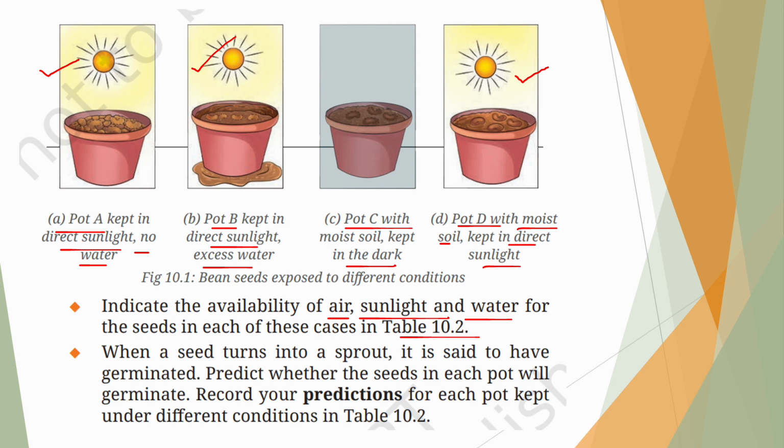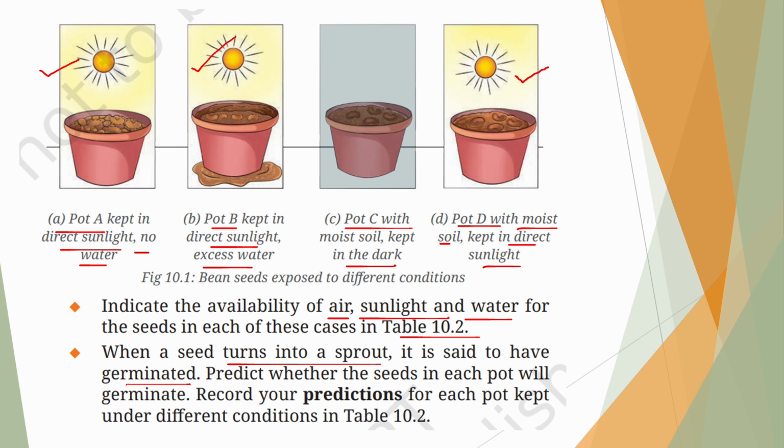When a seed turns into a sprout, it is said to have germinated. What is a sprout? A sprout is a young plant that has just begun to grow from a seed. It is the very first stage of a plant's life right after germination.